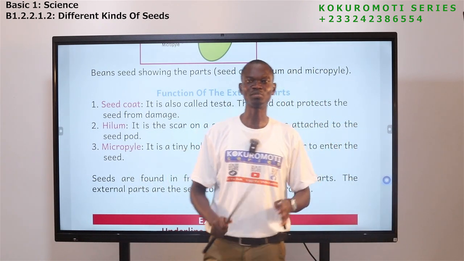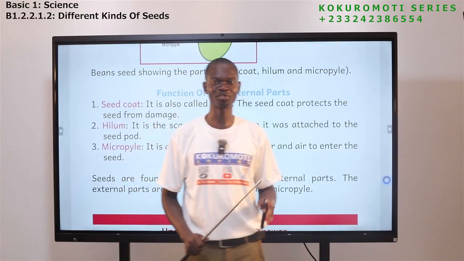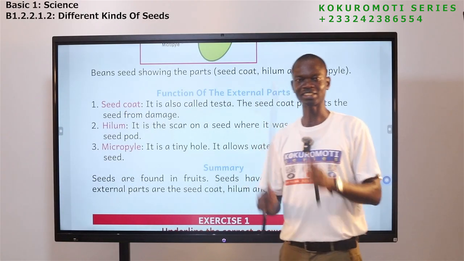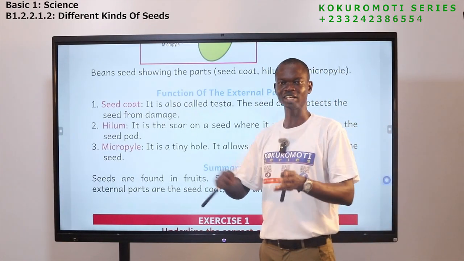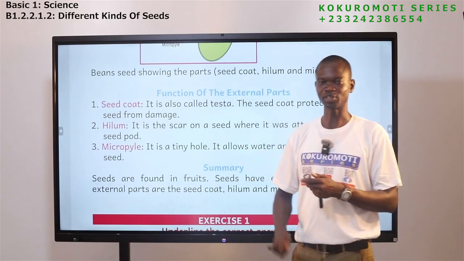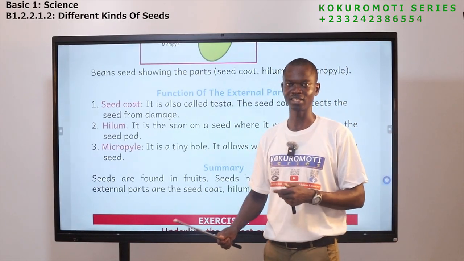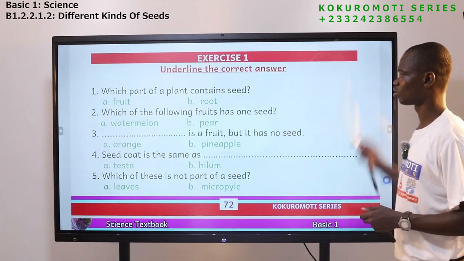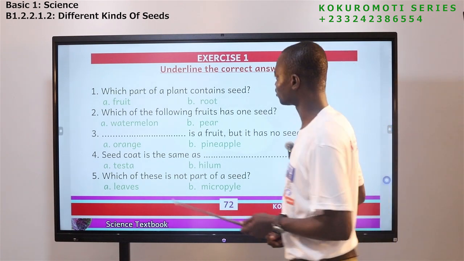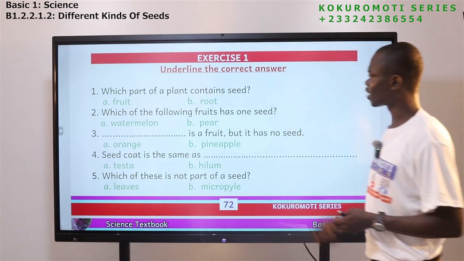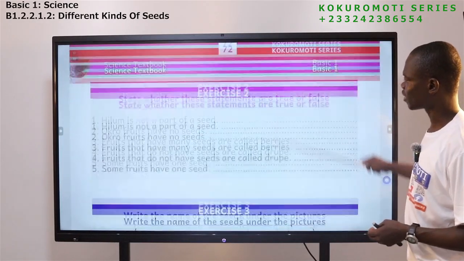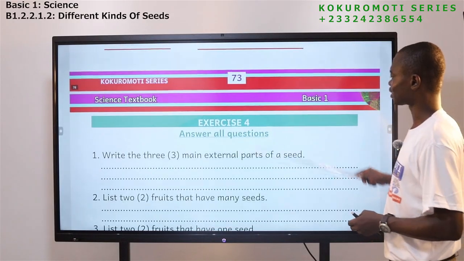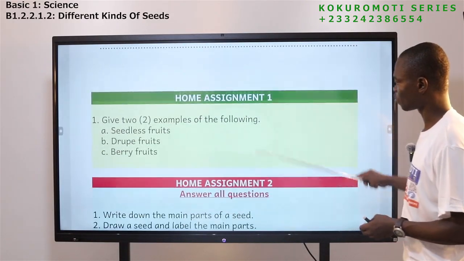I believe you'll be able to answer the questions and get everything correct for me. Make sure you answer the questions well. Don't write wrong answers or provide wrong information. Exercise 1 has five questions, exercise 2 has five questions. We have exercise 3, exercise 4, home assignment 1 and home assignment 2.